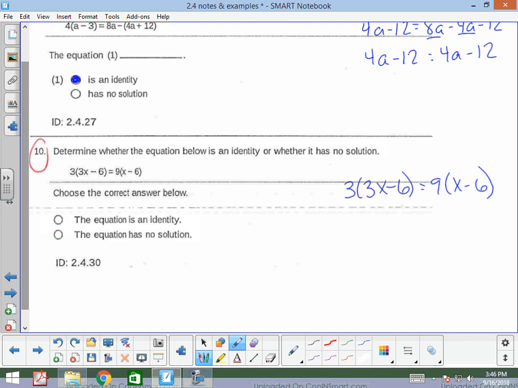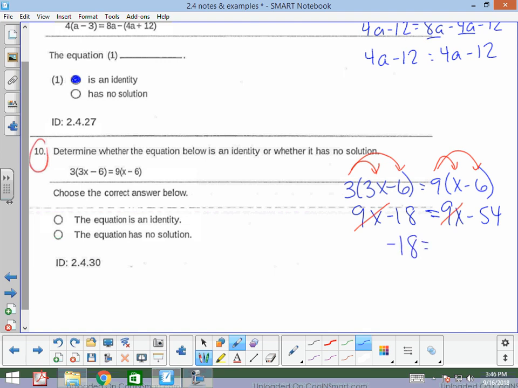Okay, do the distributive property. I get 9x minus 18 equals 9x minus 54. Now in this one, the 9x's are the same. There's not a smaller 9x. I'm just going to mark that out because that will zero out.